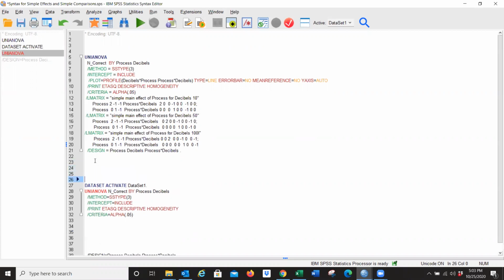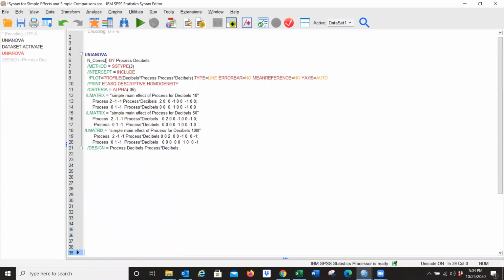So let's just move this out of the way and chat about what this is. First thing, if you're using syntax, you know that it's got to be exact, because SPSS doesn't know that you meant to put something down and you made a little typo. So it's well worth your time to double check. So we've got our DV and then our IV, process and decibels, standard stuff here. And then this is an L matrix. The first thing that's nice is to give this a name. So we're going to calculate the simple main effect of process for decibels 10.